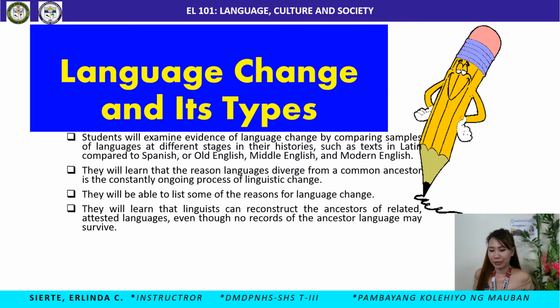Again, this is Mom Earl, and for today's lesson, we're going to discuss language change and its style. And here are the learning objectives.